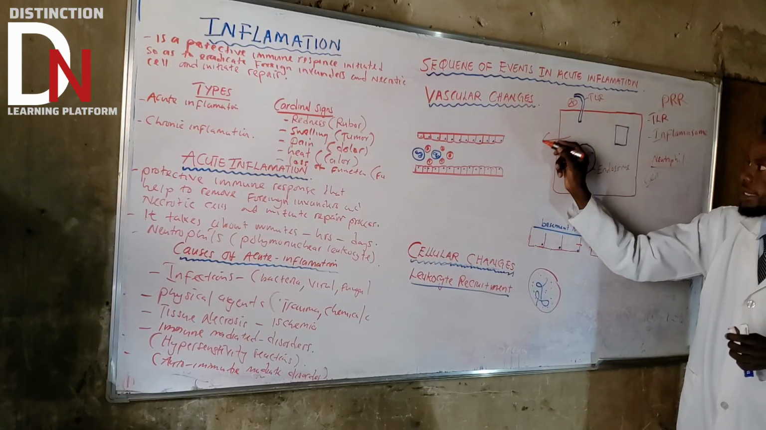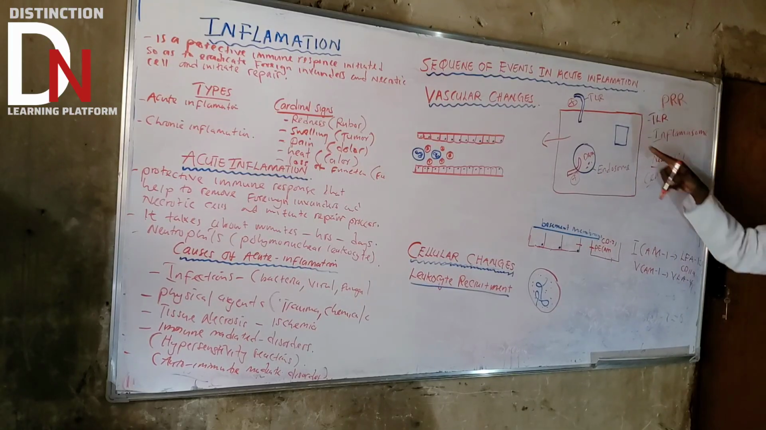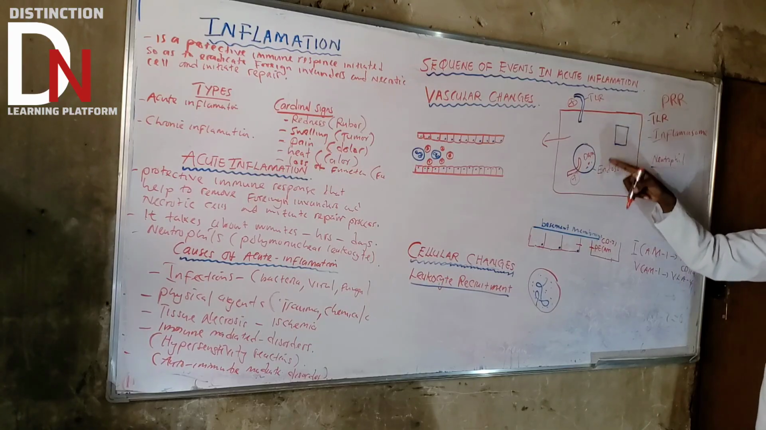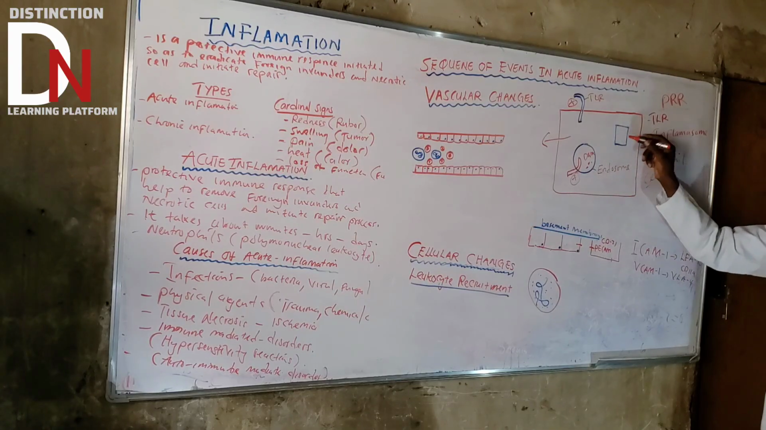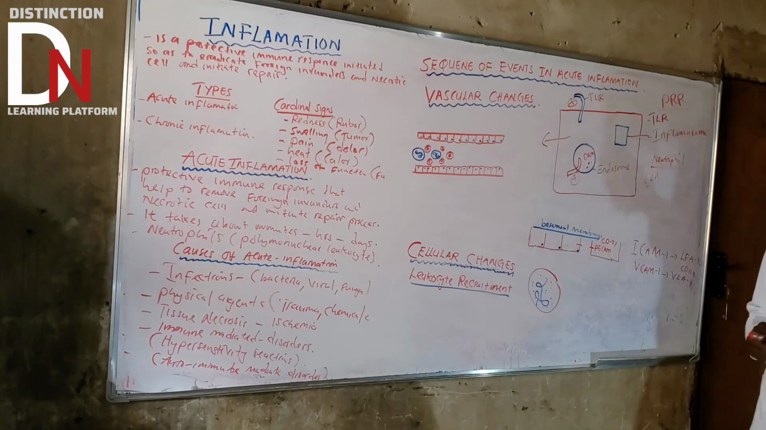They're going to release something important. Okay, let's go to another one. This one, as you can see, is within the cytoplasm of this neutrophil, and we call it what? An inflammasome.